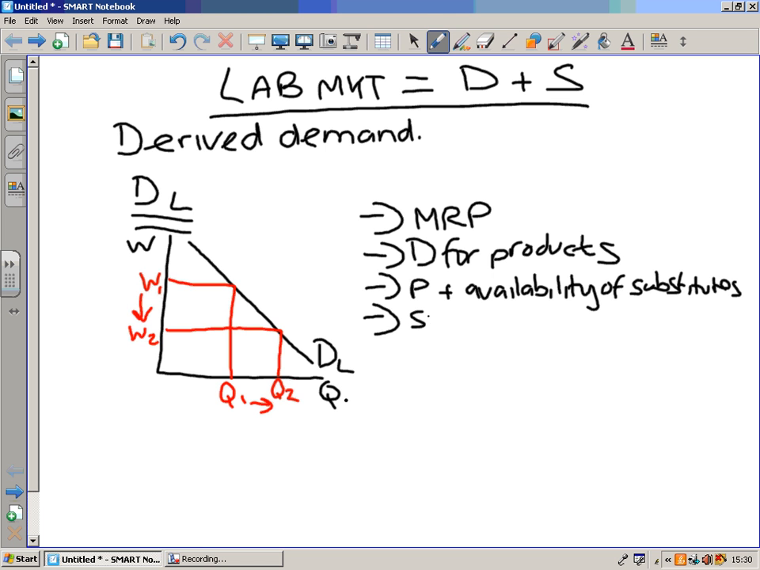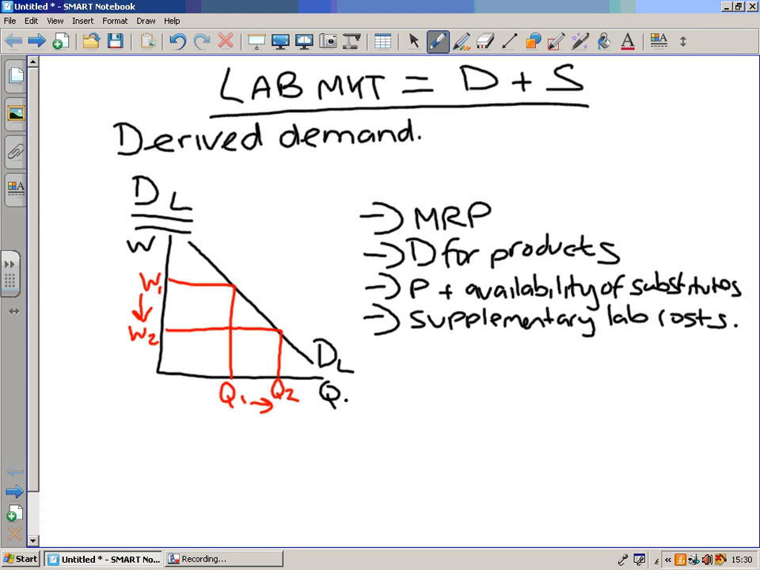It's also based on supplementary labour costs. So every single member of staff will get a salary, but that person will still cost the business more than that, such as the health and safety costs, the national insurance contribution we have to make on that person's behalf. As these go up, demand for labour will go down.